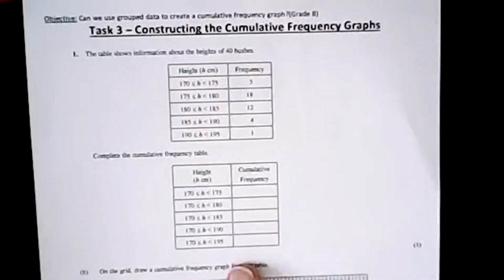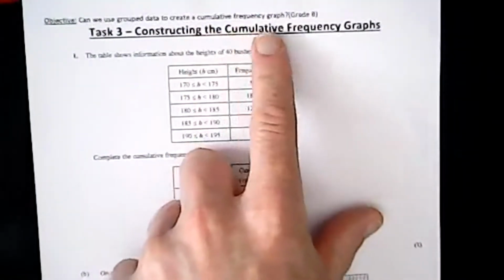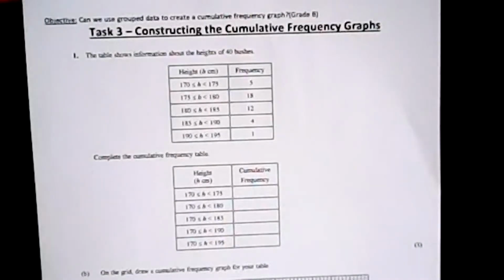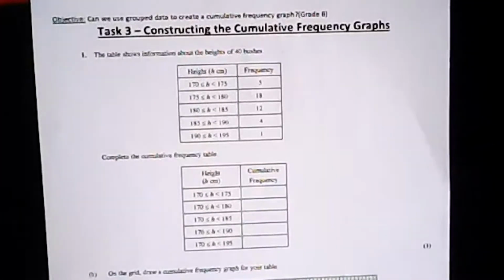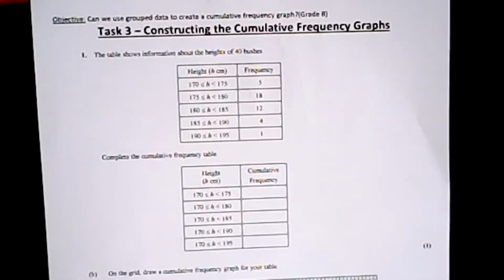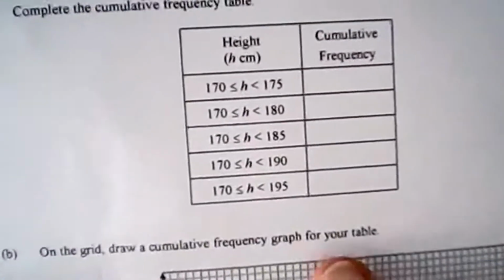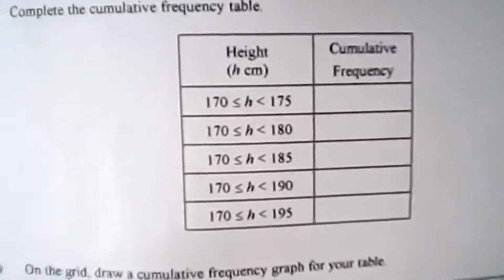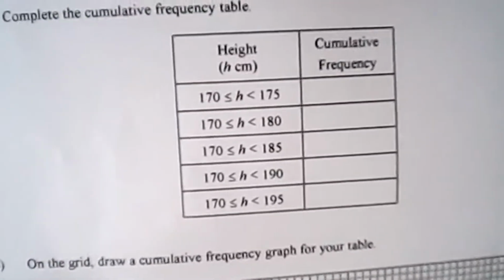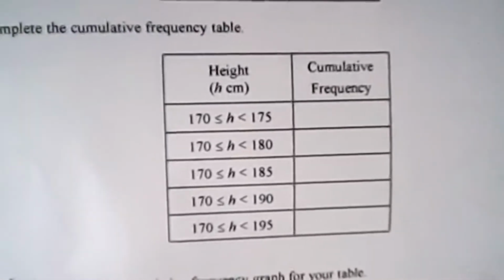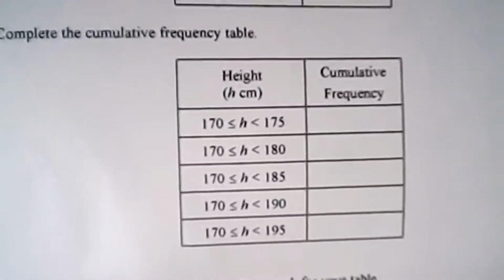So constructing the cumulative frequency graphs. All right, now remember what I was talking about the other day. So you've got cumulative frequency curve, cumulative frequency polygon, or cumulative frequency graph. Now if you're lucky, you'll get the words cumulative frequency graph, and that means you can actually choose which type of graphs you want to do. Either a polygon, we're using straight lines, or a curve. Okay, so that's quite handy having that.